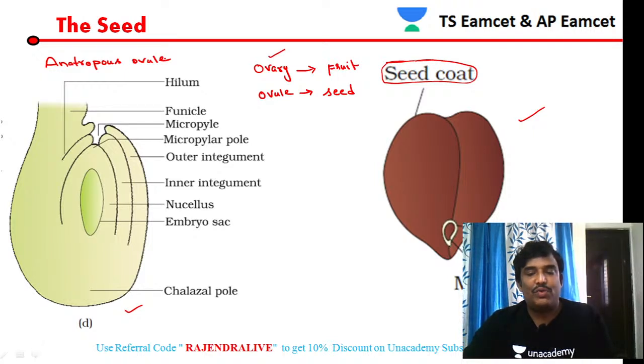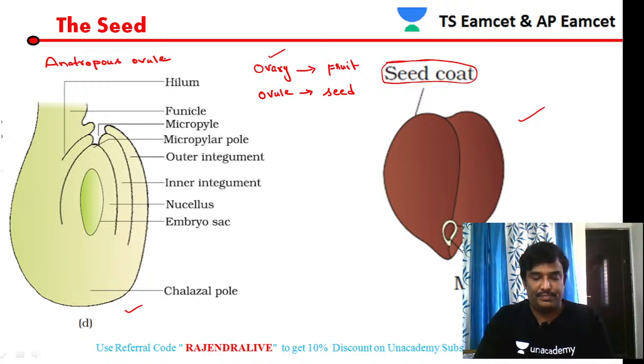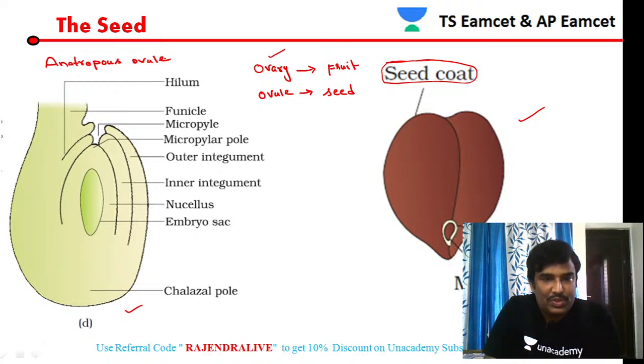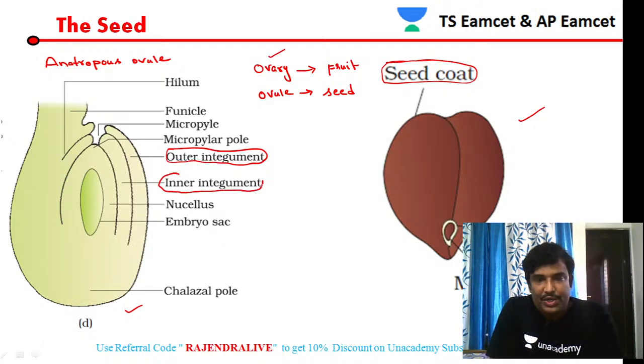So this is a typical anatropous ovule which you are seeing on the board, okay? If you see this anatropous ovule, we have outer integument. You can see this is an outer integument and we have inner integument. So this outer integument, after fertilization, forms a testa, and inner integument forms tegmen. Okay, so this testa and tegmen together form the seed coat.